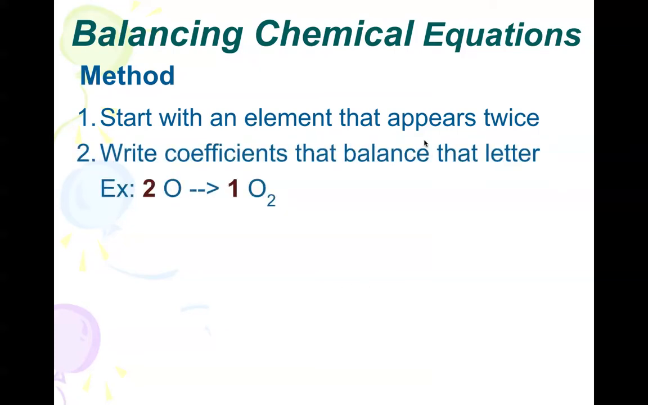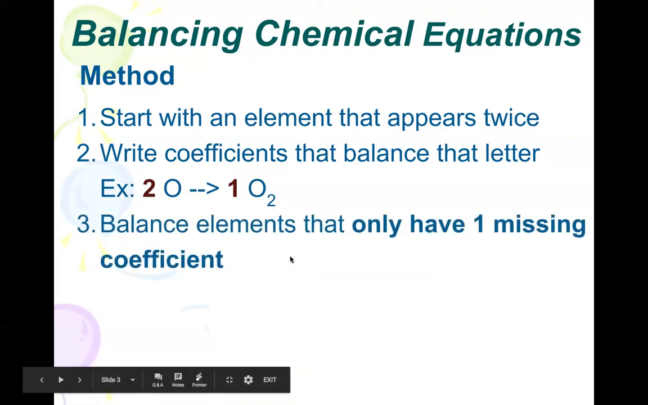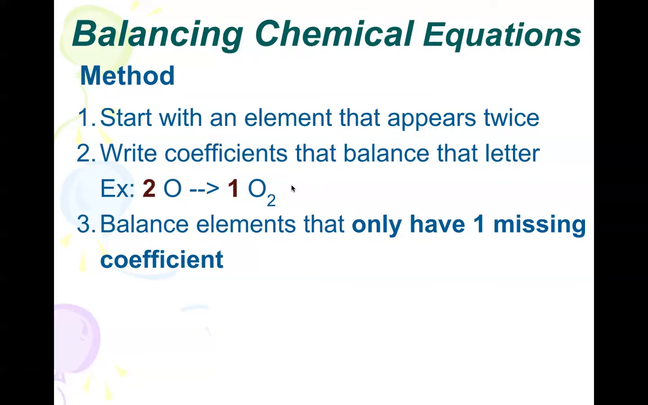Then you're going to write in coefficients that balance that letter. So here, if there were no coefficients here, we'd have two oxygens on the right, but only one on the left, so we need to add a coefficient of 2 here so that there's two oxygens on each side. In this case, the two oxygens are separate. In this case, they're bonded together in one molecule, but we still have the same number of atoms. Step 3, balance elements that only have one missing coefficient. So after that first step, if you had 2 blanks with hydrogen, for example, we can't do that next. We'd have to do something that only has one missing coefficient.